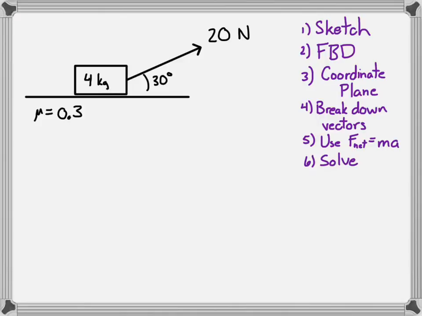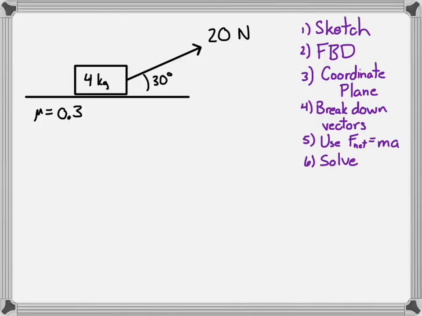So we were trying to find the acceleration of this 4 kilogram block, and the steps that I like to go through to find the acceleration for any sort of problem that involves Newton's second law is, first of all, drawing a sketch. Then we're going to do a free body diagram. And then define the coordinate plane, so the x and y axes that we're going to use. And then we have to break down any vectors that don't go along those axes. Finally, we're going to use F net equals ma, Newton's second law, and then we have an equation or two that we can solve to find acceleration. So that's the overview of how we're going to solve this problem.